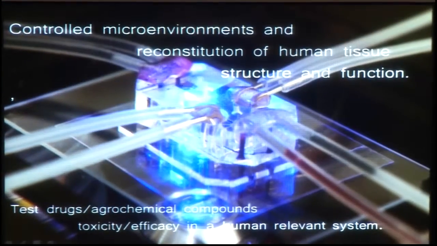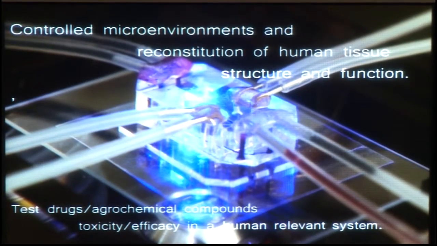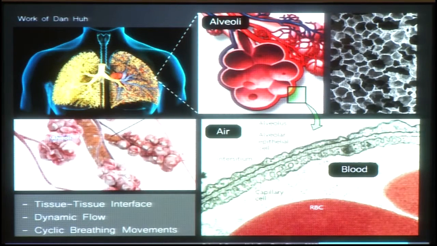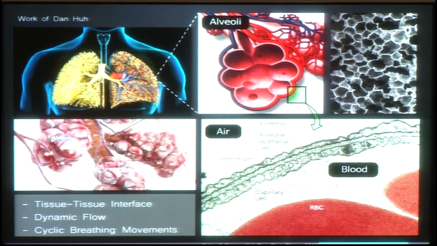So how do we do that? Because these chips are microfluidic devices, we can control the microenvironment of the cells and therefore reconstitute the tissue-tissue interface and human tissue structure and function. And we apply this to test drugs or agrochemical compounds, toxicity or efficacy in a human-relevant model. I'm going to go through a few examples of the chips we developed recently.